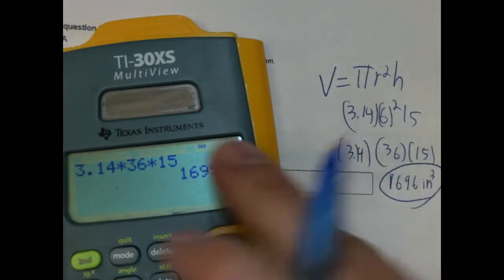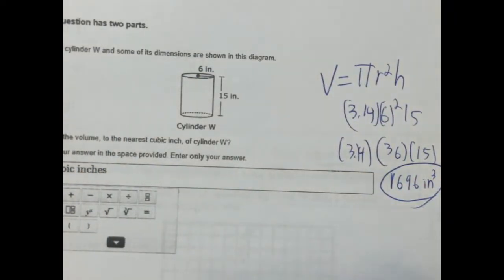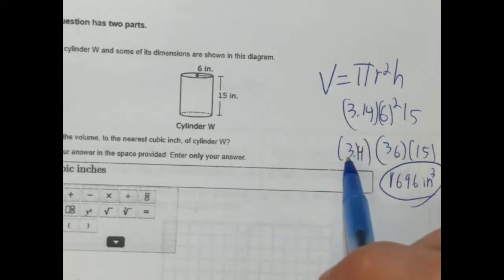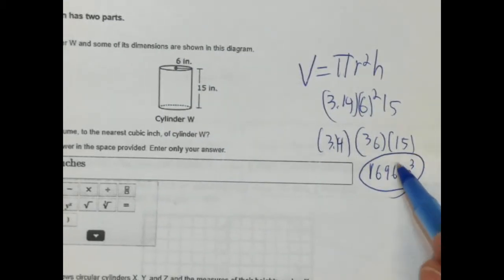And that's because it's asking for the nearest cubic inch. It's not giving us the option of including pi as a symbol, because it's actually more accurate to keep it in terms of pi. All right, part B.